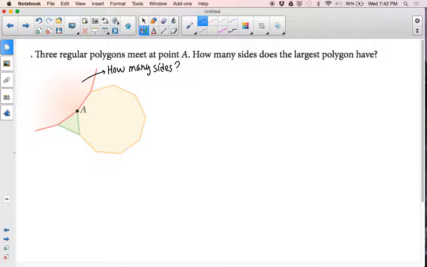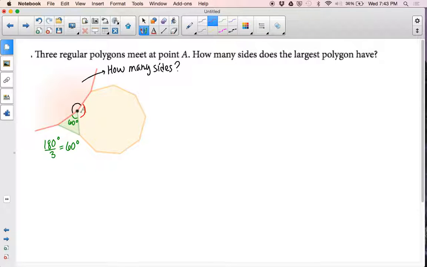The way I'm going to approach this is I'm going to figure out what the measure of this angle here is so that I can work backwards and figure out how many sides it has. To do that, I'm going to start by finding the measure of this angle here. This is an equilateral triangle. I know that because it says they're regular polygons. So if I take 180 degrees and divide it by 3, I get 60 degrees. And so this angle has to measure 60 degrees.